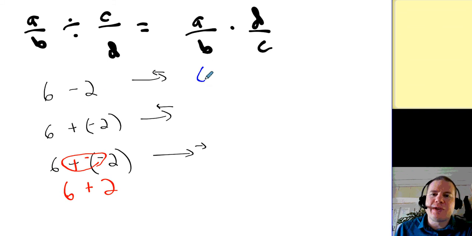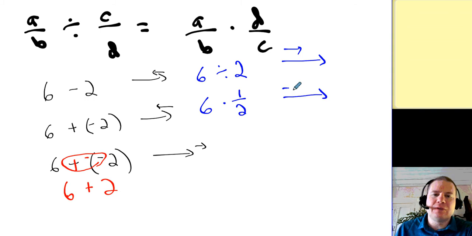6 minus 2, that's like 6 divided by 2. My 6 is being shrunk down to half the size. 6 plus negative 2, that's like 6 times half. It's the exact same situation, but displayed using multiplication by the reciprocal instead of dividing by the original number. Well, that means 6 divided by 1/2. I'm shrinking it by a shrinking factor.